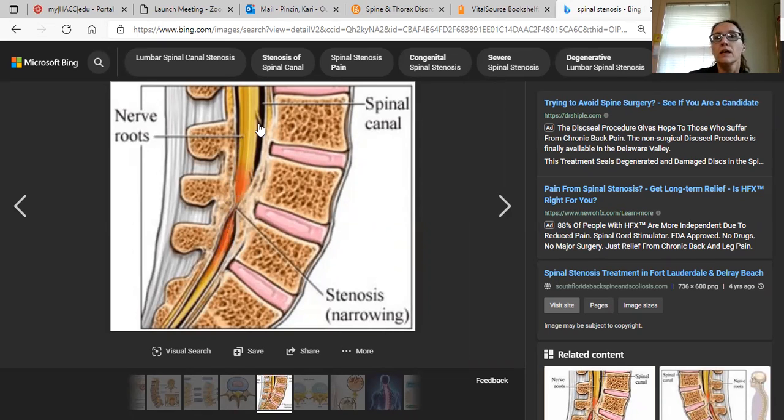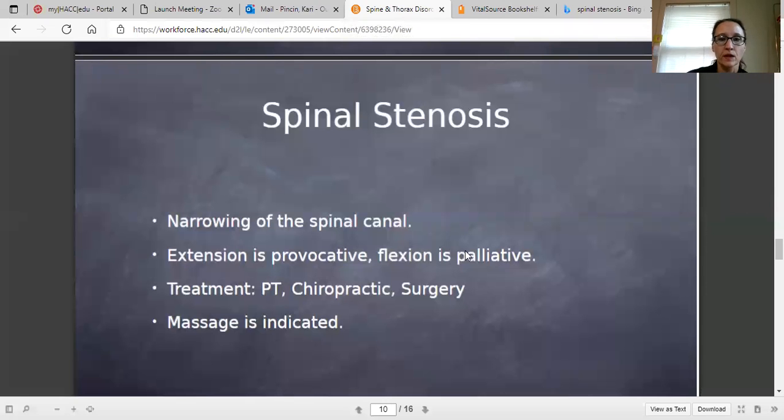Now, let's go back here. Because the spinal cord is getting pinched, if someone goes into extension, they're basically going to squish that even more, and so it hurts. But if they flex a little bit, you're opening up that area, and so it's palliative. It makes it feel better.